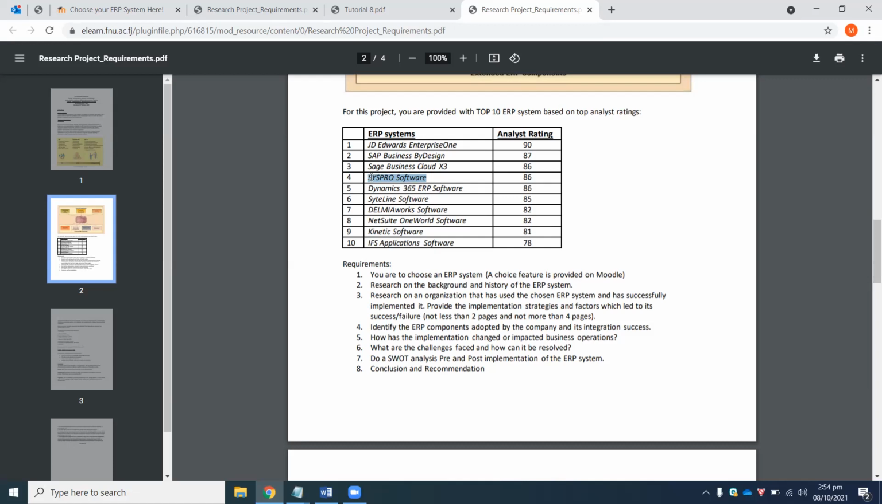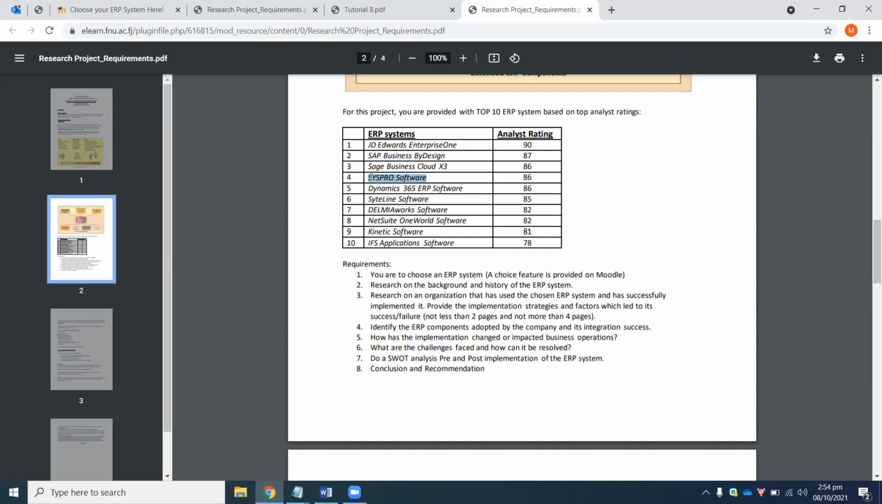Okay, so you need to go and identify what all ERP components have been adopted and integrated into the organization. How has the implementation changed or impacted business operations? Okay, so you need to go and find out whether, if you're saying it's a success, how it has impacted the business. If it had failed, how it had impacted the business likewise.